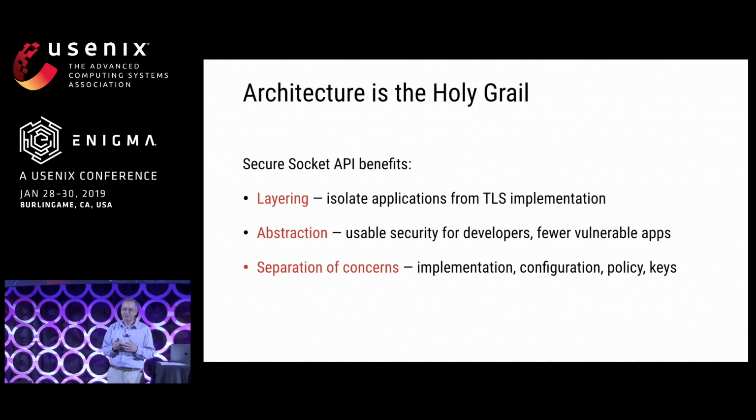That when we're designing systems like this, we want to look very carefully at principles that we've learned over the years. We want to look at layering to isolate applications from implementations of complicated software like TLS. We want to try to choose the right abstraction. Abstractions give us usable security for developers and fewer vulnerable applications. And we want to look at separation of concerns to decide where do we want to place that implementation. Can we somehow give developers a configuration interface rather than requiring them to implement security policy? Can we separate policy out and give that control to users, to system administrators, or to operating systems vendors?